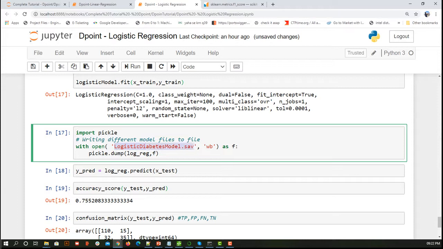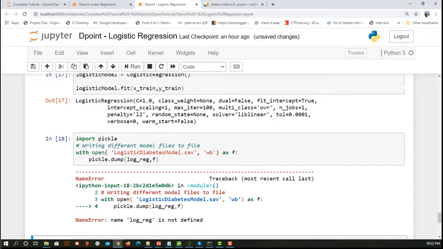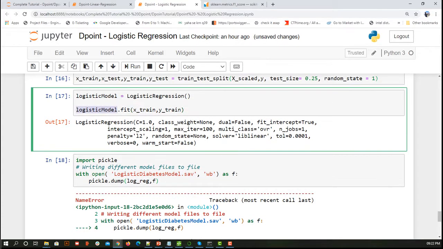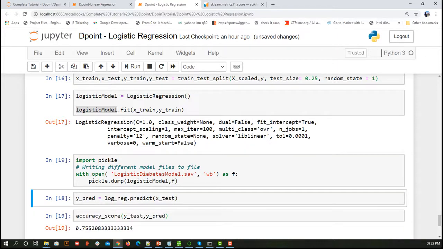Logistic regression will take a second or so, but if I am going for neural networks and something big, it can take many hours. So in between it is better to have checkpoints. Here I am saving it so that I can use this model in any application for prediction purposes. So here with pickle I am saving my model. This is my model, so I am going to save it, and I am predicting.